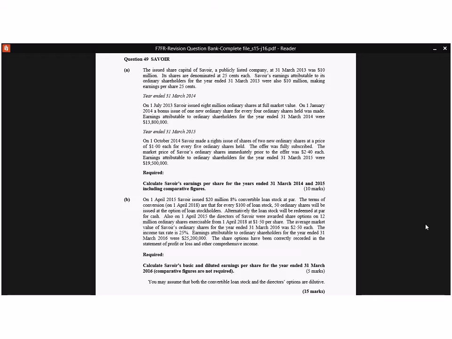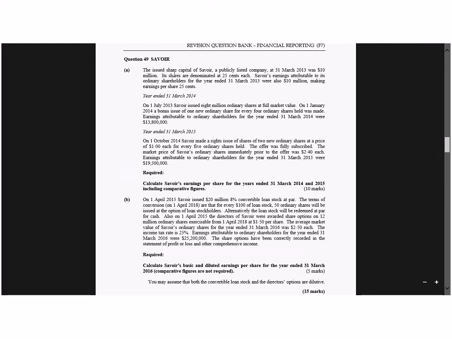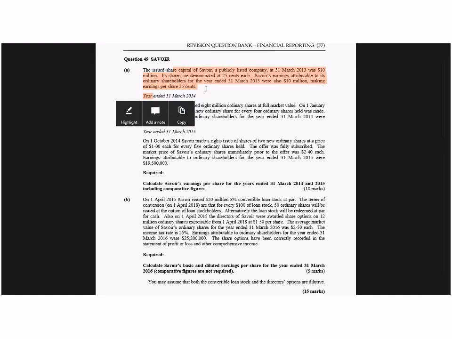Let's have a look at this question, which is about one company. It says that the issued share capital of Sevier, a public listed company, at 31st of March 2013 was $10 million. Its shares are denominated at 25 cents each. The earnings attributable to the shareholders for the year ended 31st March 13 is also 10, making EPS of 25 cents. Now we give the information for the additional years, 31st of March 14 and 15.